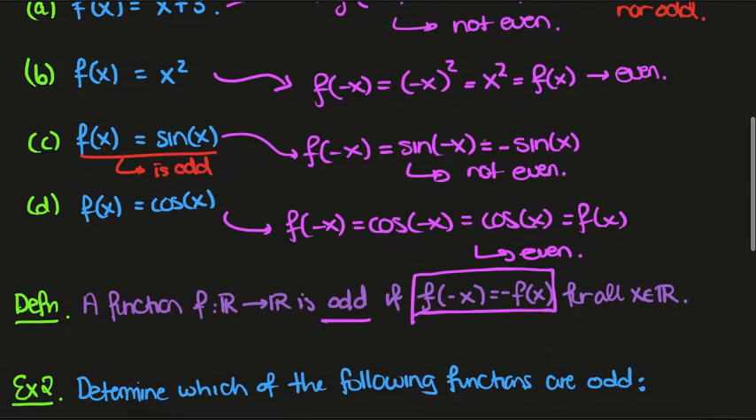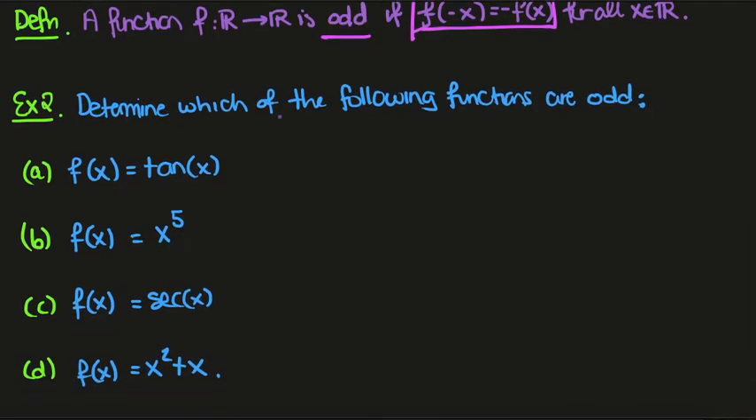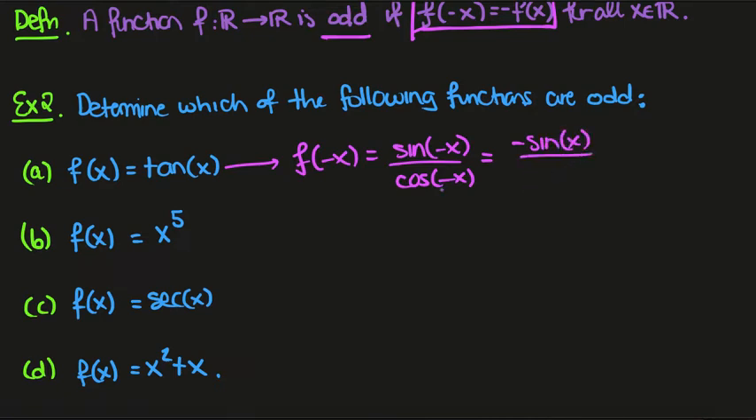Okay, so let's look at some more examples. So let's consider tan x. Well, f of minus x is, well, we can write it as sine of minus x over cos of minus x. Now sine of minus x is minus sine x, and cos of minus x is cos x, and this is minus tan x. So tan x is odd. So let's just write odd there.